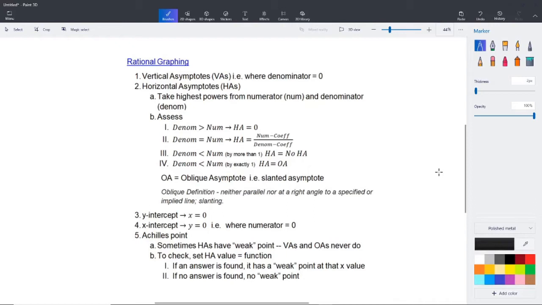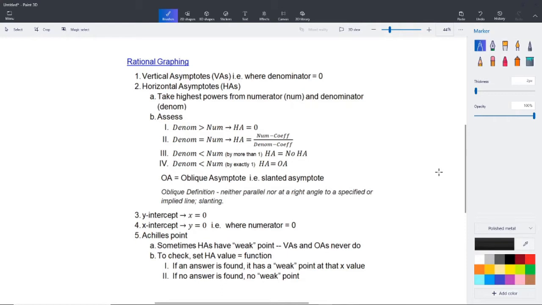So for the horizontal asymptote, we're going to look at our numerator, and take the highest power and any coefficient that goes with it. Everything else we're going to ignore. And we're going to do the same for the denominator, the coefficient and the highest power that we see. And then we're going to assess. We're going to look and see which of the two is greater. Is the denominator greater than the numerator? Is the numerator greater than the denominator? Are they equal? Are they the same?